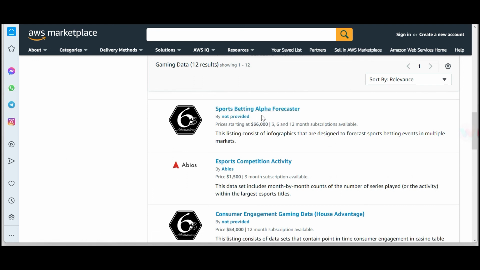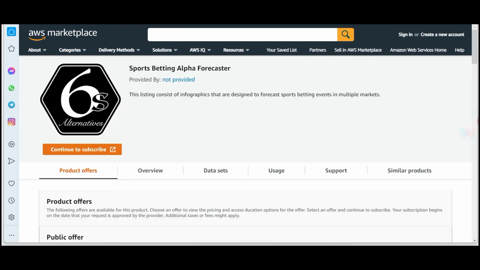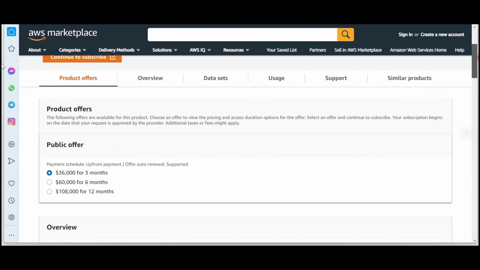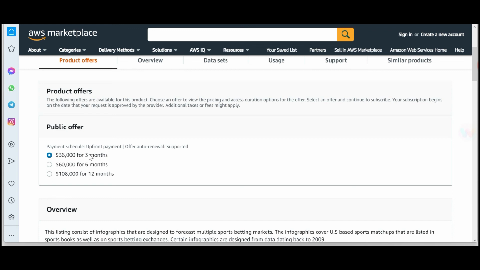So, sports betting alpha forecaster, and this is very expensive. $36,000 is very expensive for a 3, 6, or 12 months license subscription. So you can go to the marketplace, click on any of these products, and then try to see what they are offering. For a 3 months license, they are charging $36,000, which is, man, very expensive. For 6 months, $60,000. For 12 months, it's kind of 100k plus.